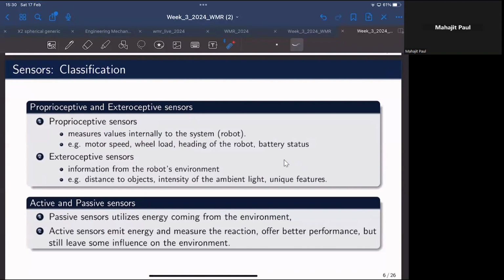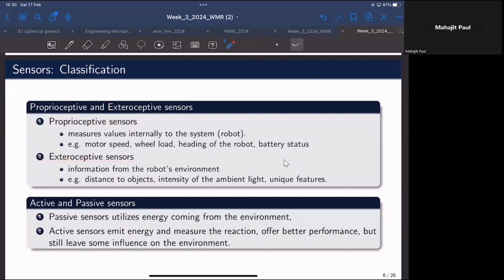Then what else? The sensors to measure its orientation, maybe inclinometers, gyroscopes, and all those things. So everything that measures values internal to the system comes under proprioceptive sensors. And the second classification is called exteroceptive sensors.